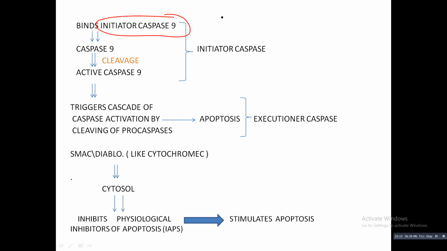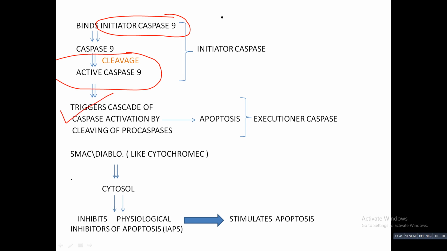Again, I repeat, the apoptosome binds to initiator caspase 9, leading to its cleavage, giving rise to active caspase 9. Now this will trigger a cascade of caspase activation by cleavage of pro-caspases. So this initiator caspase, that is 9, is now going to stimulate other pro-caspases, ultimately leading to apoptosis by the executioner caspase.